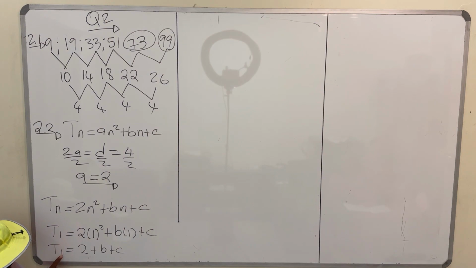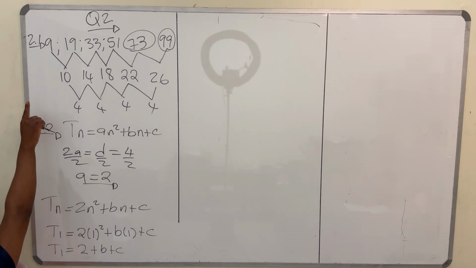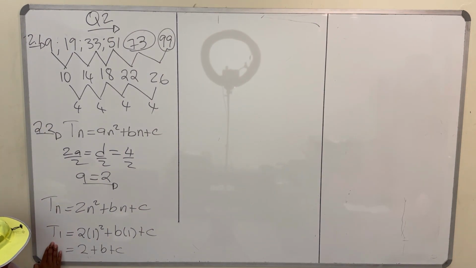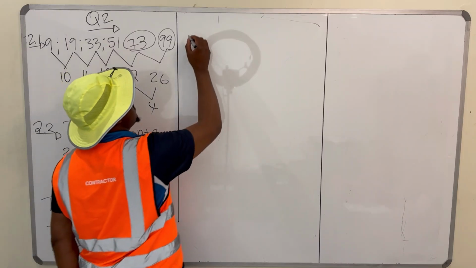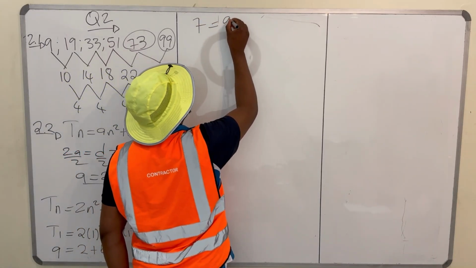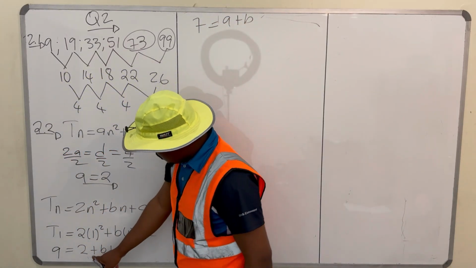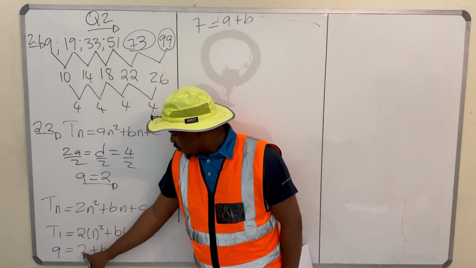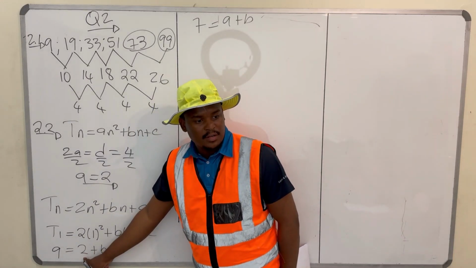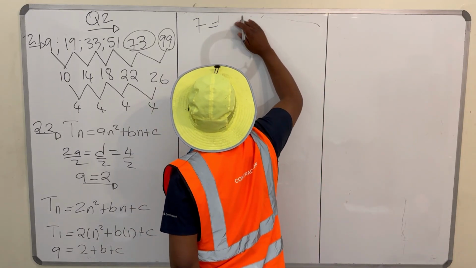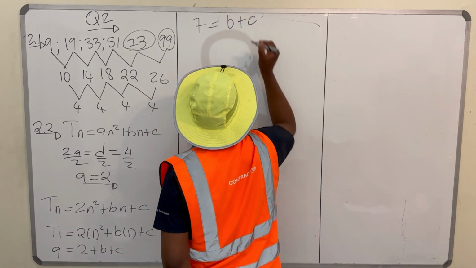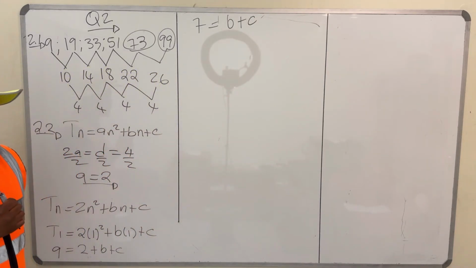You know what term 1 is. Term 1 is what? 9. So which means here you have 9. Therefore, you transpose this to the side so that you have 7 is equal to B plus C, because if you transpose the 2 to that side, you have 9 minus 2, which is 7, is equal to B plus C. Everyone happy now? Yes. No problem.